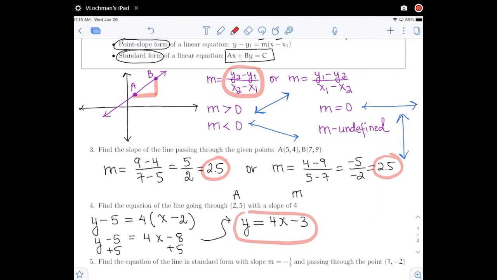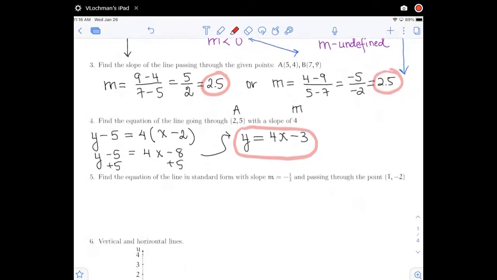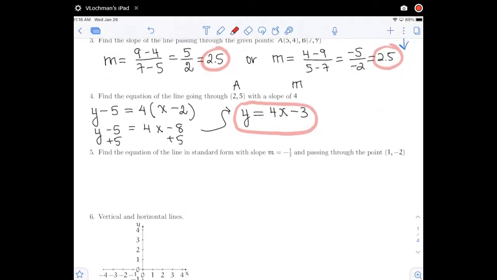So y is equal to 4x minus 3. Let me go back and double check everything. The slope is 4, we can see it from the equation. If I plug in 2 for x, I should get 5. 2 times 4 is 8, 8 minus 3 is 5. So everything checks out. All right, let's take a look at the next problem.